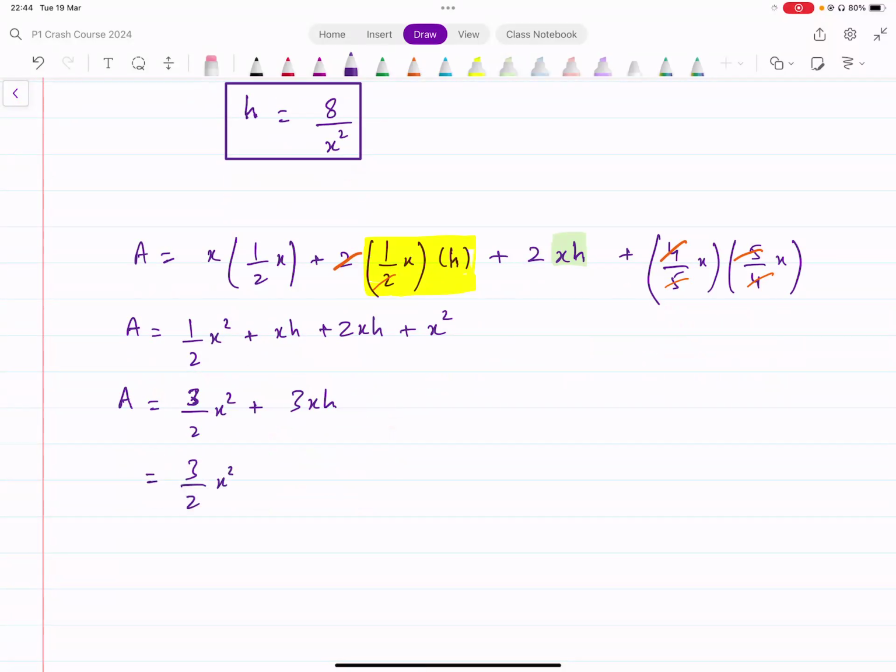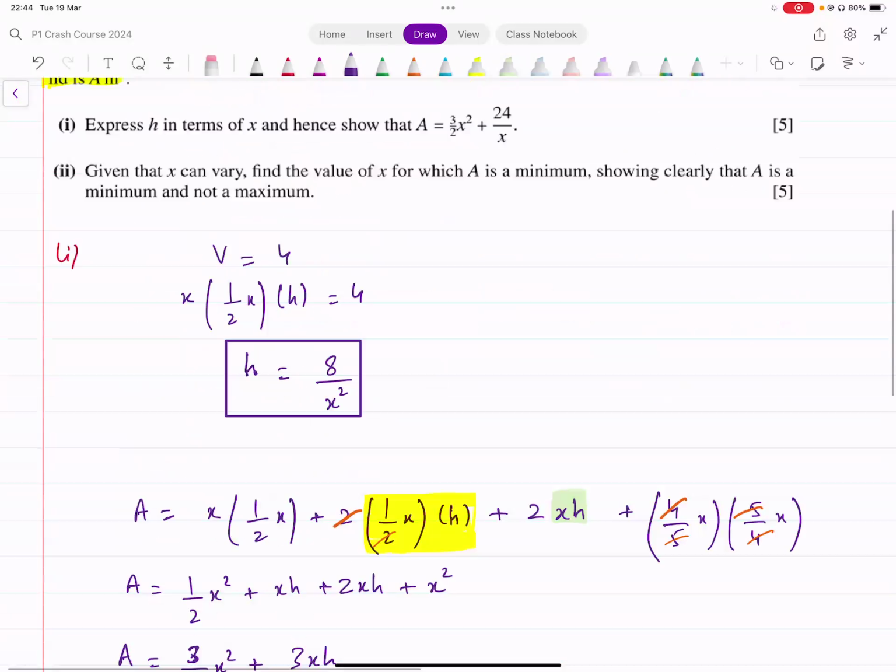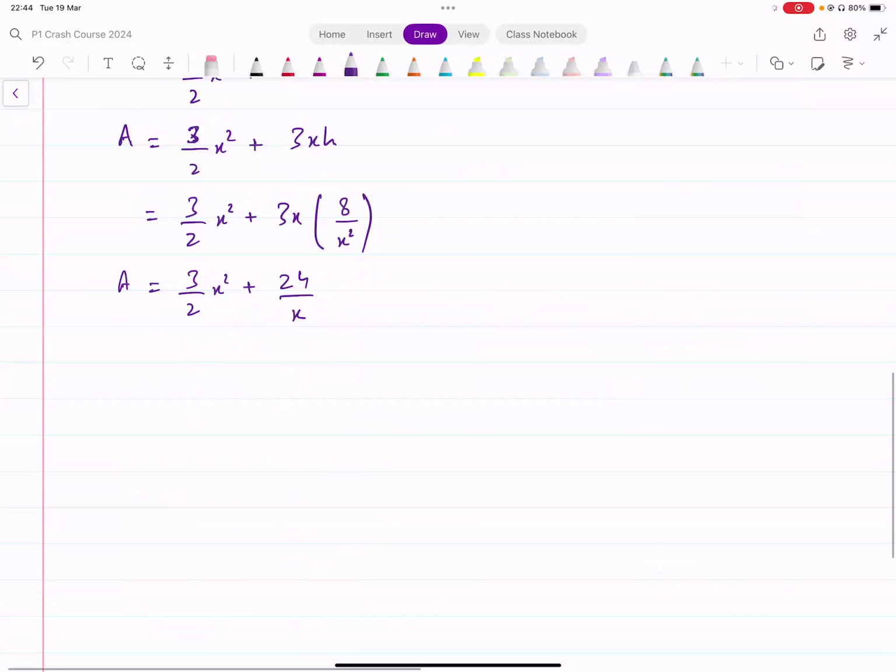3 over 2x squared plus 3x into 8 over x squared. Now let's simplify this. Area equals 3 over 2x squared plus 24 over x. And that is what we wanted to prove, that area equals 3 over 2x squared plus 24 over x. That's the first part. We have proved that.